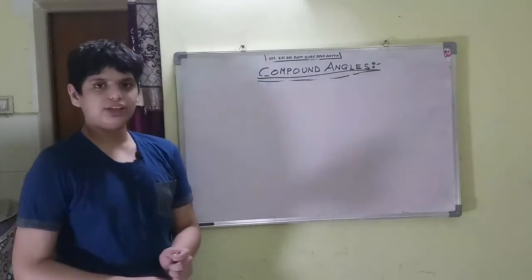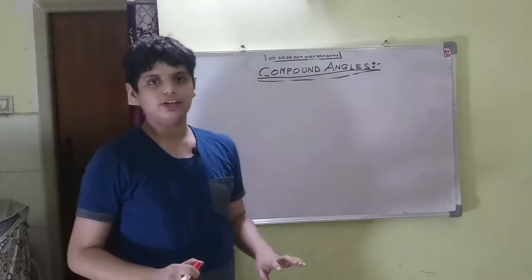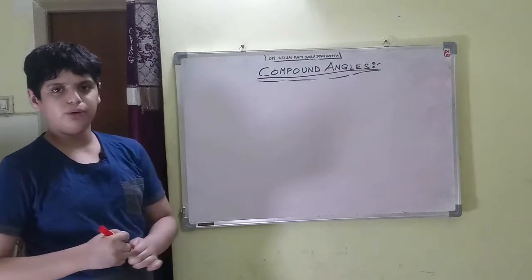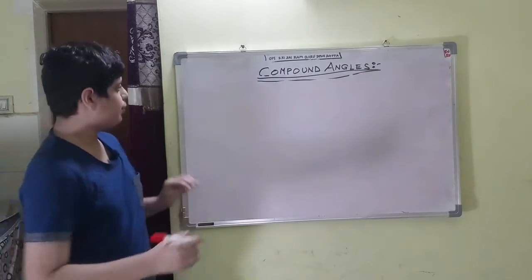Okay, the second question I am showing it on your screen. I am not writing it because it will not be as clear. So now please take a note of the second sum, then I will explain it on board. Here the given question is tan(a plus b) equal to p and tan(a minus b) equal to q, then the value of cot 2b he is asking. Okay, I hope you have tried it.